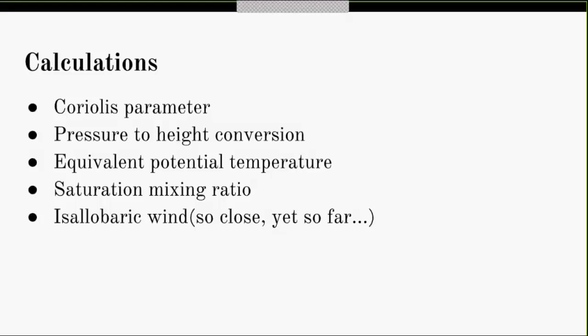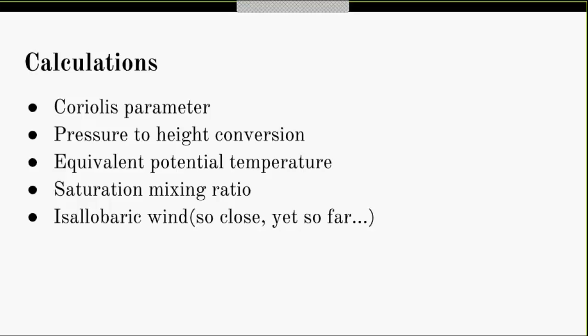A lot of them come from GEMPAK functions. Some of them that I added were Coriolis parameter, a conversion from pressure to height, equivalent potential temperature, saturation mixing ratio, and then attempted isobaric wind. I kind of wanted to do a more challenging function. Got the function working, but the numbers were not verifying.